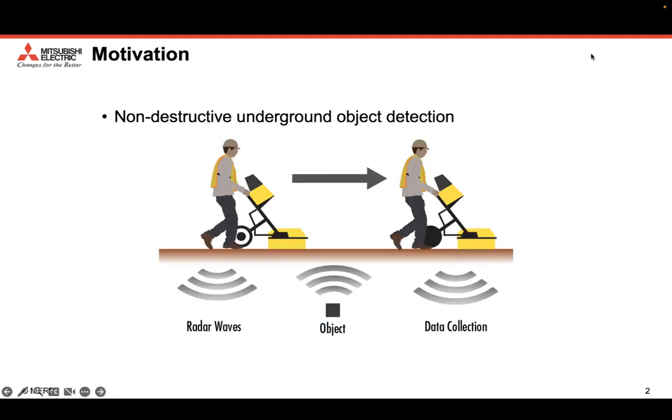Now, the task at hand is to try to recover the spatial distribution of the material permittivities that exist underground using only radar measurements. So what we do is we use a device that emits radar pulses into the ground. These radar pulses reflect off of objects on the ground and return to the receiver, which collects the data. So what we want to do is use the received data along with the knowledge of the transmitted signal in order to estimate the material properties of the objects underground.